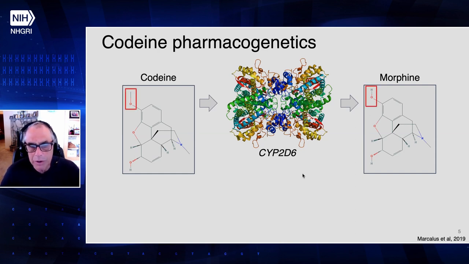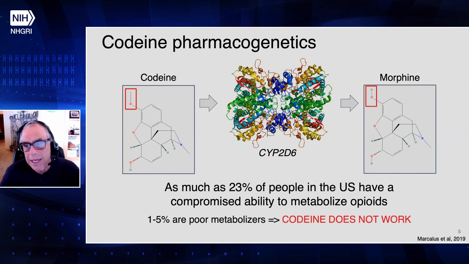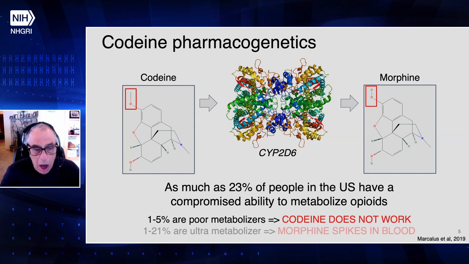The important point for our discussion, however, is that as many as 23% of people in the US have a compromised ability to metabolize codeine into morphine. And it goes in both ways. Some people are poor metabolizers, and codeine does not work because they never turn it into morphine. So they take codeine and it's like a placebo. Other people are what we call ultra metabolizers.